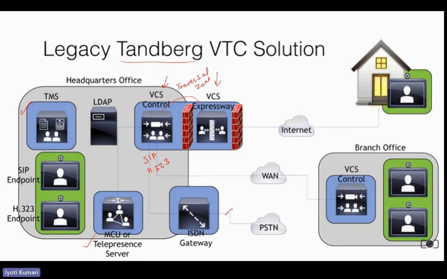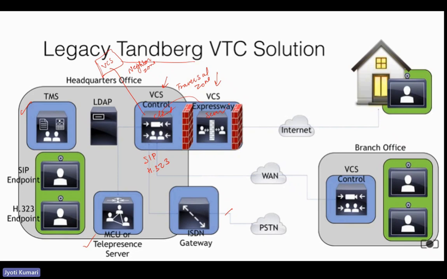Let me mention that. Two other VCS can communicate through a neighbor zone, so a VCS and VCS control are neighbors. A neighbor zone trunk is configured, and between VCS control and VCS Expressway, a traversal zone is configured where the control is a client and the Expressway is the server.